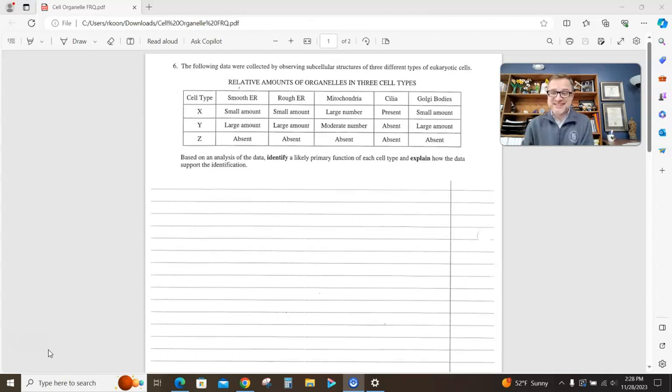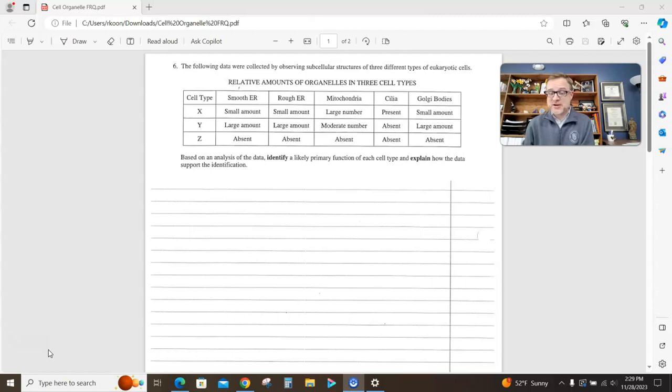All right, this is question 6 off the 2013 AP exam, and it's a pretty short question, so let's get right to it. The following data were collected by observing subcellular structures of 3 different types of eukaryotic cells, and it shows me a cell X, a cell Y, and a cell Z, and tells me the relative amounts of smooth ER, rough ER, mitochondria, cilia, and Golgi bodies. 5 different cell organelles or cell parts. And the question says, based on an analysis of the data, identify a likely primary function of each cell type and explain how the data support the identification.